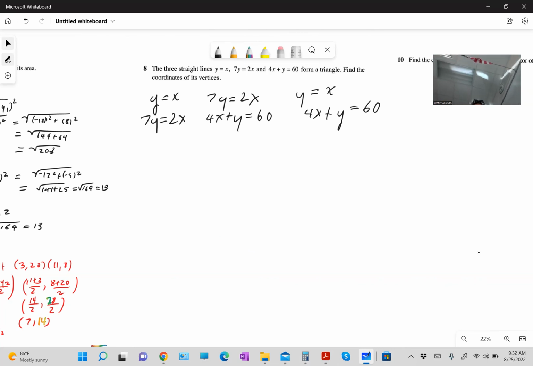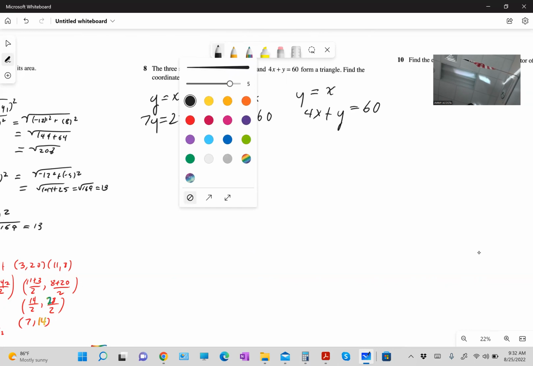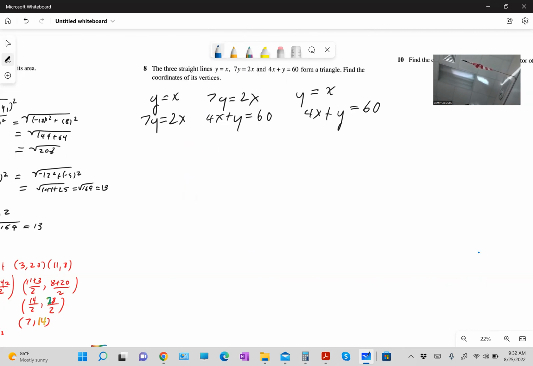Now, do we like 7y equals 2x? Does it matter? Do I want to rewrite it? Or can I just say if y... so here, wait. I want to make sure that everybody... let me pick blue. So we're going to go with blue. So for y equals x and 7y equals 2x, what method do you want to use? So what does y equal to?